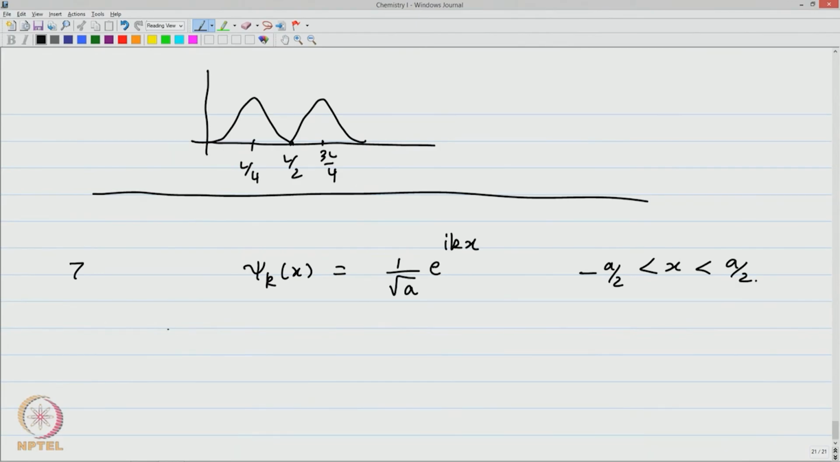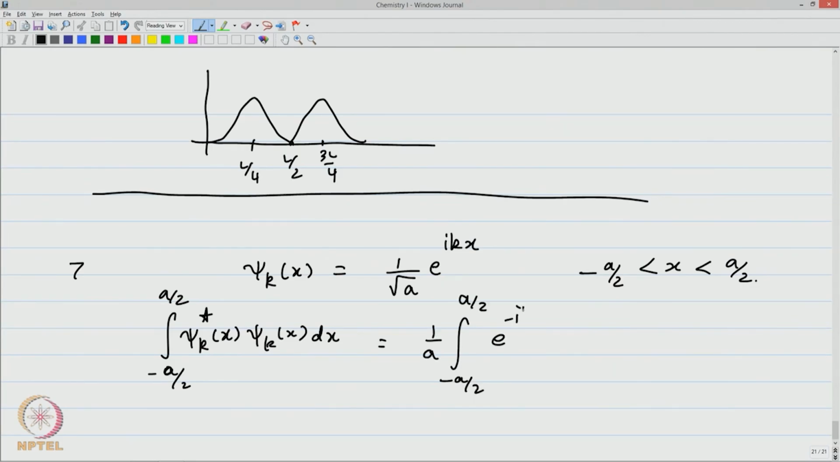Therefore, the normalization integral is psi k of x star psi k of x dx. The star is very important here. It is from minus a by 2 to plus a by 2. Why is the star important? Because the function is complex. Therefore, the absolute square represents the probability density. So, if you do that, the integral from minus a by 2 to plus a by 2 of 1 by a, e to the minus i k x times e to the i k x dx, is 1. Therefore, this is normalized.